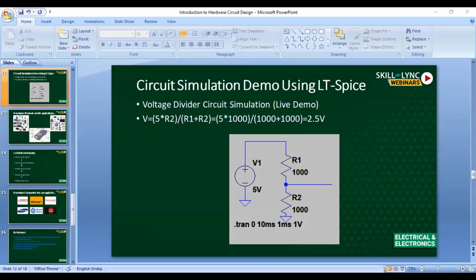Now let's see, if we simulate this circuit, do we really get 2.5 volt? So you can see that we are getting 2.5 volt. That means in principle this circuit is working and the selection of the component is okay.